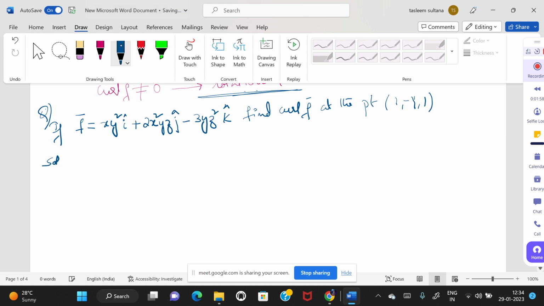Solution. We know that F vector will be represented as F1 i vector plus F2 j vector plus F3 k vector. And your given one is what?